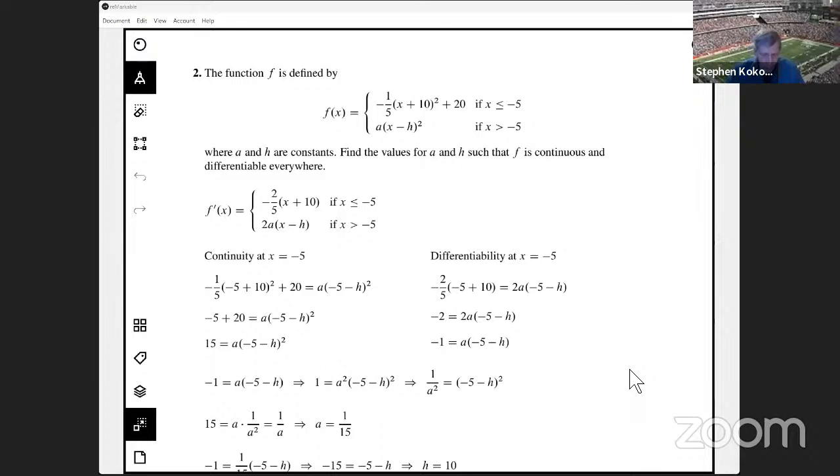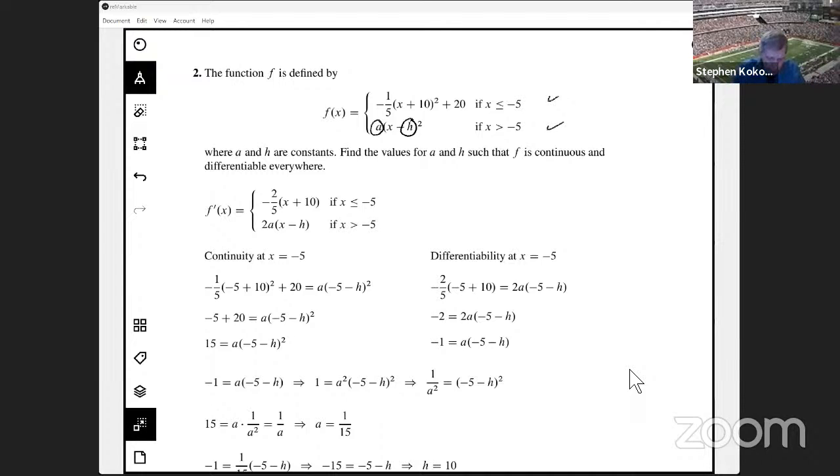I won't go through this one in gory detail, but we will post this one. I've seen a couple of questions like this on the Facebook page recently. We have a piecewise defined function, and we want to find values of these constants a and h so that this function is both continuous and differentiable everywhere. It is a quadratic to the left of -5 and a quadratic to the right of -5, so it's continuous and differentiable over there. -5 is the only place we need to worry about.